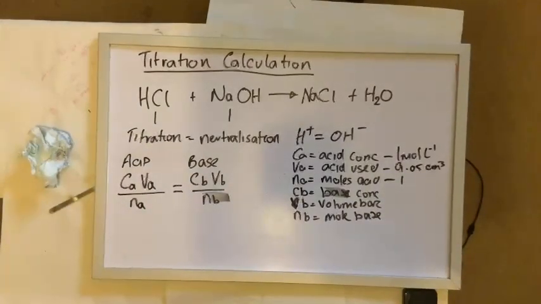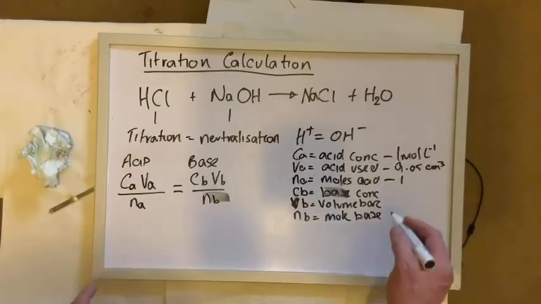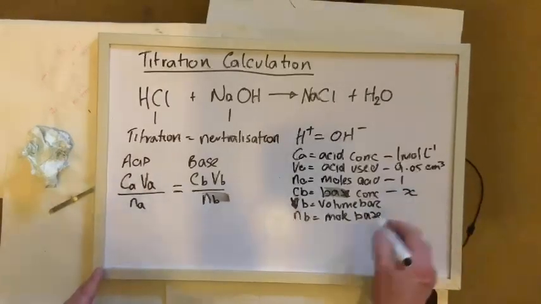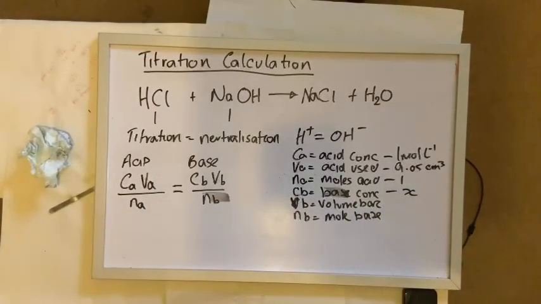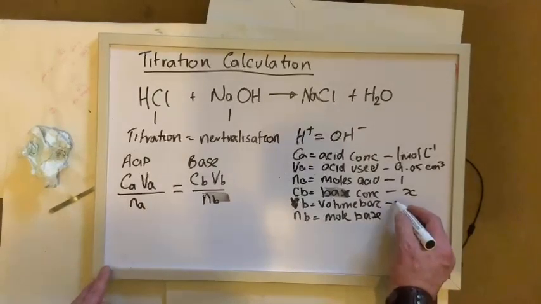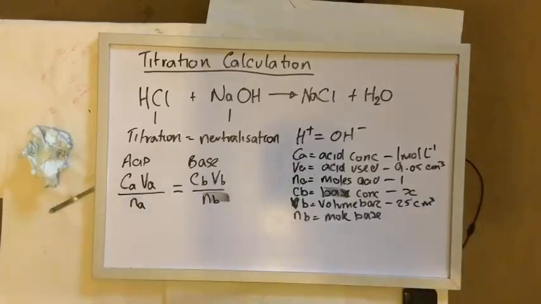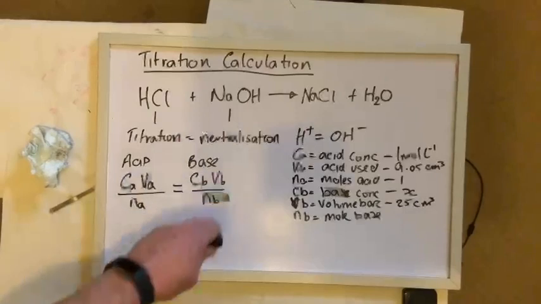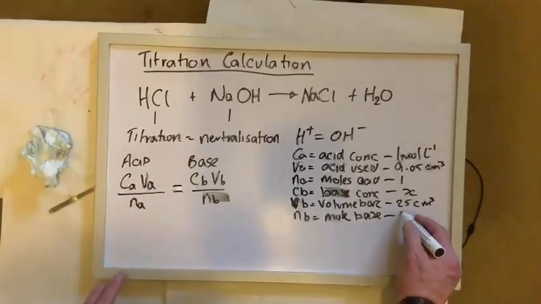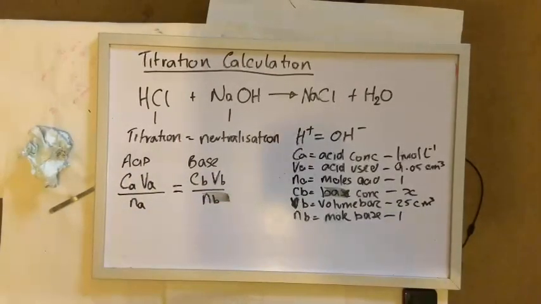Now we don't know the concentration of the base. That's what we're working out. So that's our X. But we do know the volume of the base that we used. It was the same each time. It was 25 millilitres, or 25 centimetre cubed. And we do know the number of moles of the base. Again, it tells us there. We've got 1 of it. So we can transfer these into the equation.